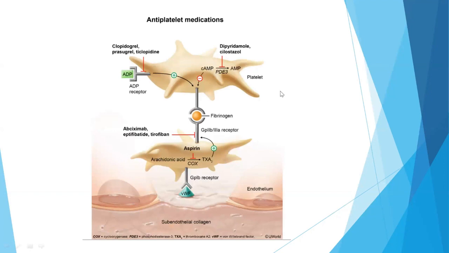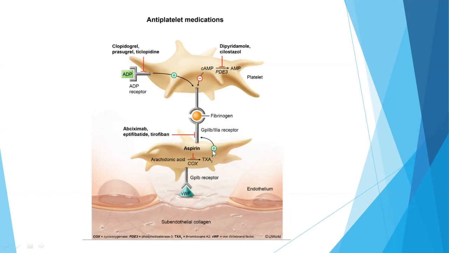And some of the antiplatelet medications we have here. Clopidogrel, prasugrel, or ticlopidine just inhibit the ADP receptor. And if there is inhibition of the ADP receptor, then there will be decreased formation of fibrinogen binding. Okay, then there will be decreased binding of fibrinogen with the GP2B3A receptor, and abciximab, eptifibatide, and tirofiban just directly block the GP2B3A receptor.